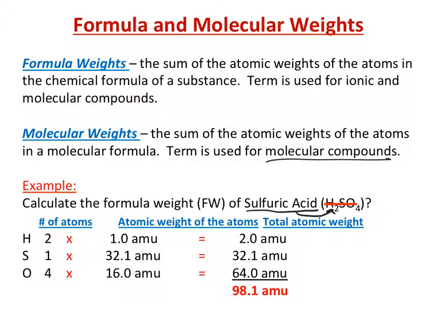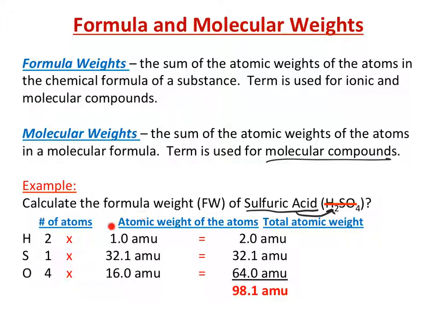Once you've done that, you can then set up a little table where you list all the different types of elements that are listed in that molecular or ionic compound. So we have hydrogen, sulfur, and oxygen. Then we can list the number of atoms. How many hydrogens were in the formula? Well, there's 2 of them, so we write 2 here. How many sulfurs? Well, there's 1, and there's 4 oxygens.